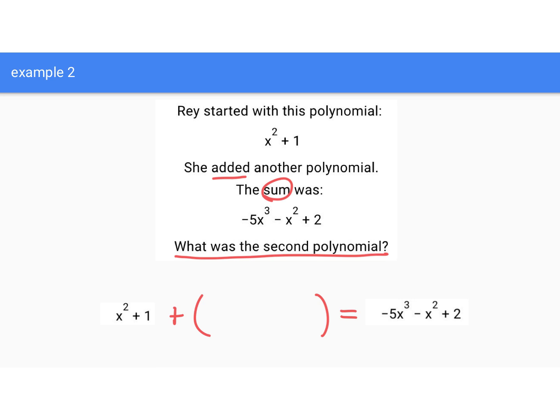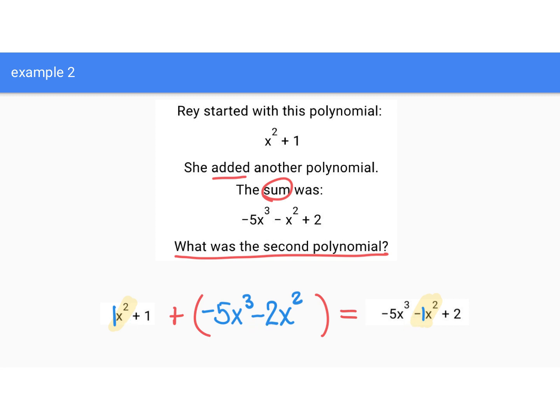What's the second polynomial? So I scan my answer and notice there's a negative 5x to the third. There was no cubic term here, so that tells me she must have added that entire term in, negative 5x cubed. Now I go to my squared term. I end with a negative x squared, but began with a positive 1. So what would I have to add to 1x squared to get negative 1x squared? Well, that tells me that she added a negative 2, or you could think subtracted 2x squared. Again, because 1 minus 2 is negative 1.